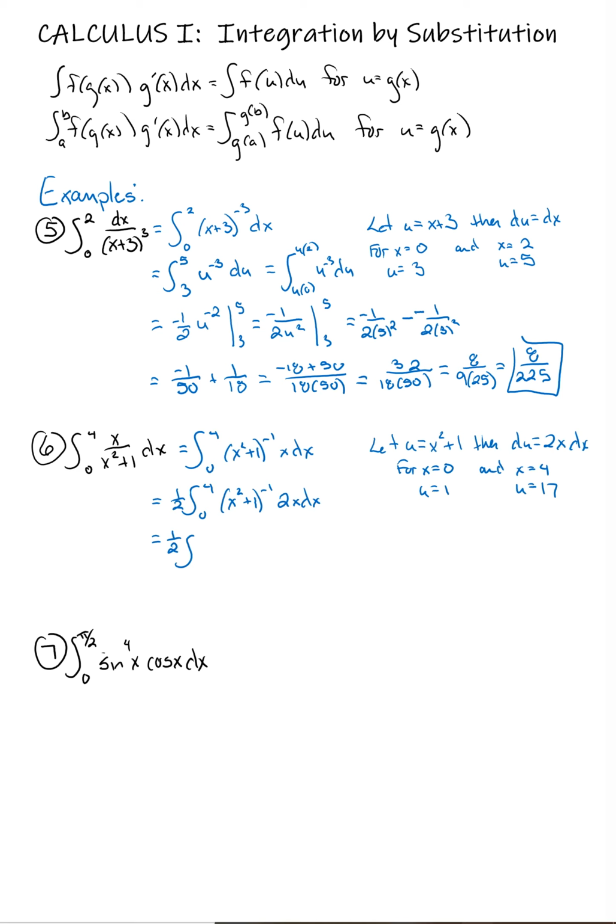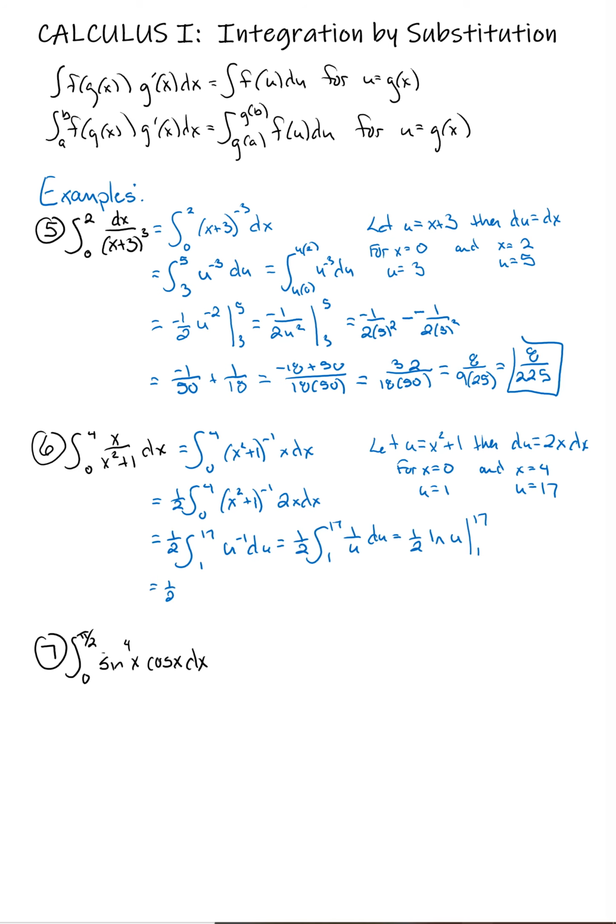So now we've got the 1/2 in front still. Instead of going from 0 to 4, we're going from 1 to 17 of u to the negative 1 du, which u to the negative 1 is 1 over u. You might recognize it in this format. If you integrate 1 over u du, we end up with the natural log of the absolute value of u, although I notice that my u values are both positive, so I'm not going to worry about that absolute value. And then we'll evaluate that from 1 to 17.